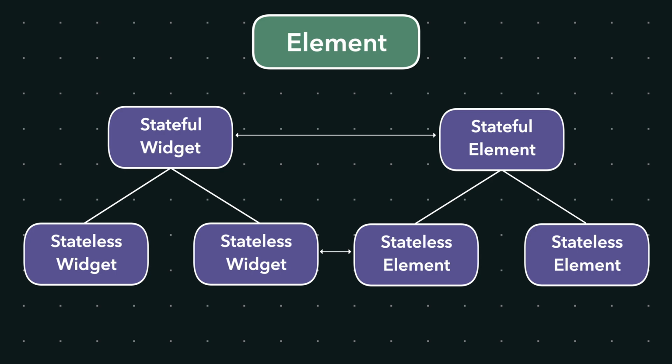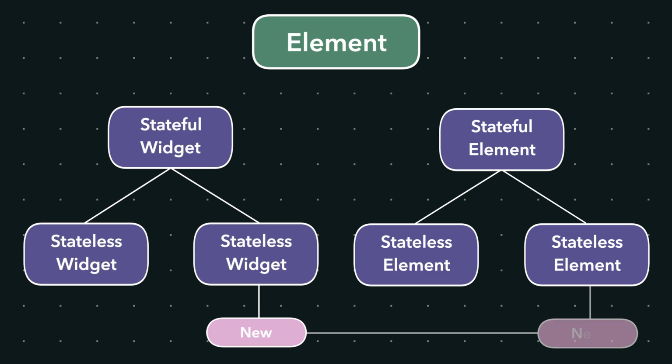One of the most critical roles of the element tree is handling widget updates through reconciliation. When the widget tree changes, Flutter compares the old widget tree with the new one, updating only the affected elements in the element tree. This process ensures efficiency as only the necessary parts of the UI are rebuilt. Elements also serve as a link to the underlying render tree, passing down configuration information from widgets to render objects.